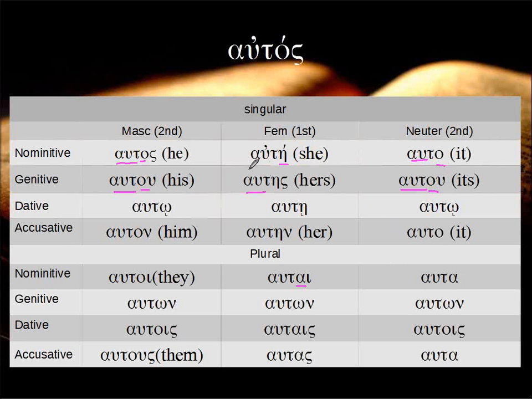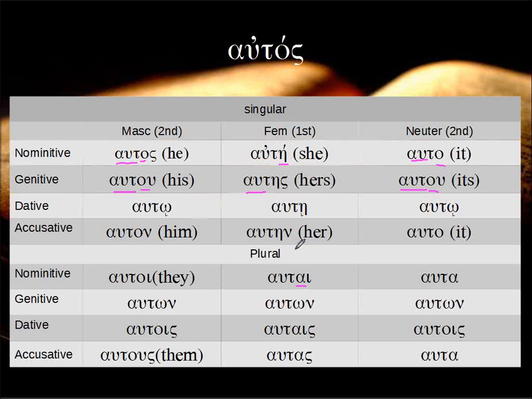Let's do the feminine, all right? Aute. Autes. Aute. Autain. Autai. Autone. Autice. Autos. Good. So here are our third person personal pronouns. Okay?